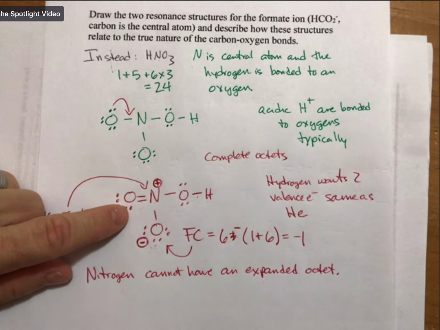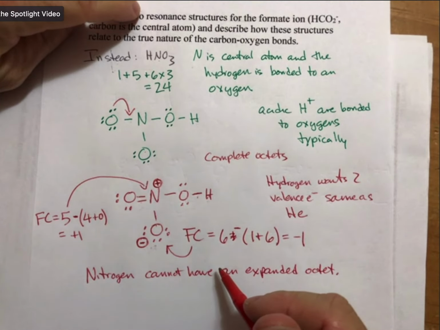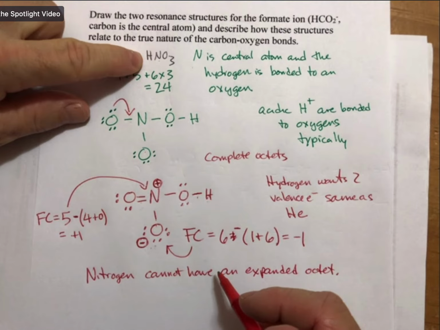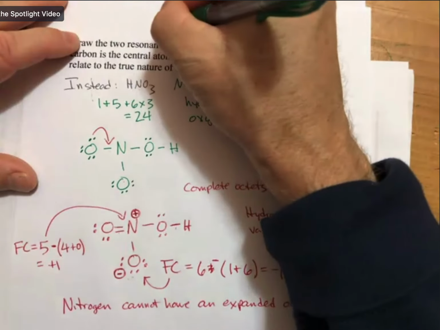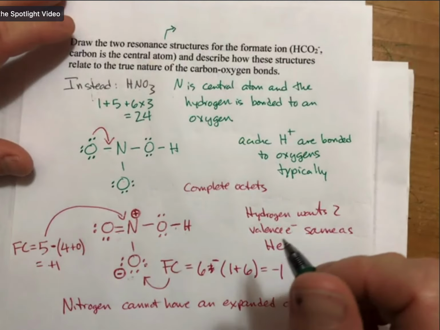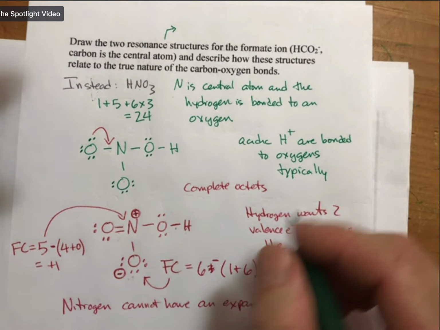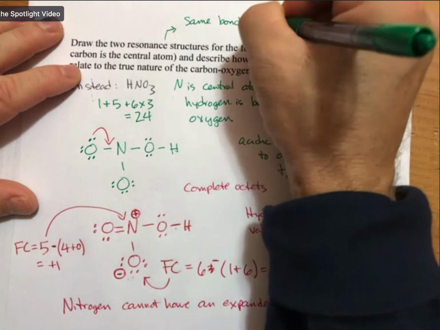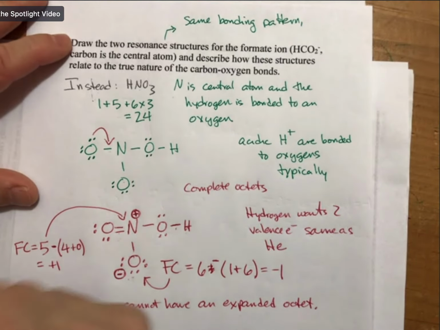Now, like I said, everything is based on getting the best Lewis structure. We haven't even answered the question yet. Now let's address the actual question. It says draw the 2 resonance structures. Well, there are 2 resonance structures here. Let me describe what resonance structures are. Resonance structures are same bonding pattern, different arrangement of electrons.